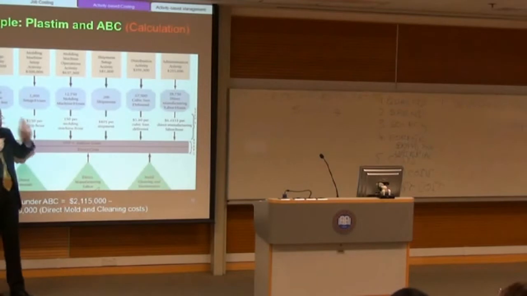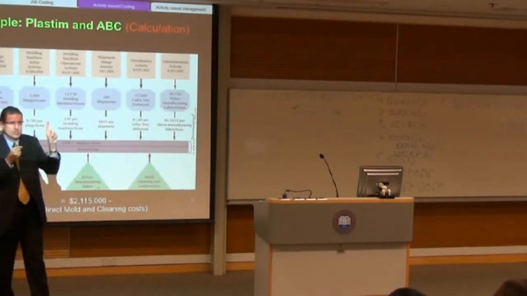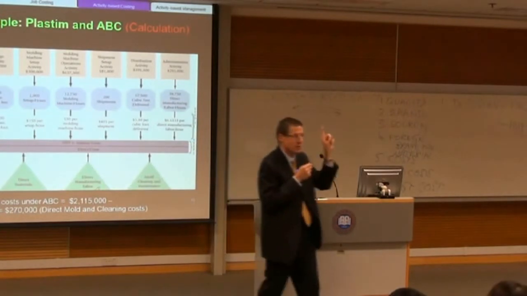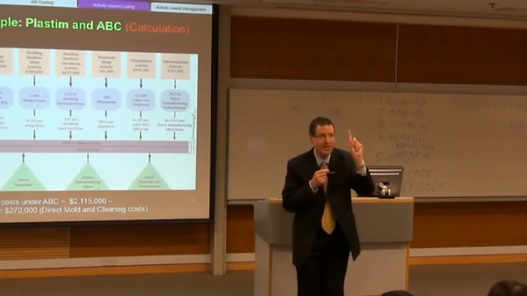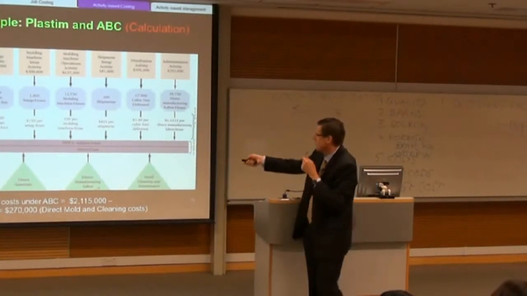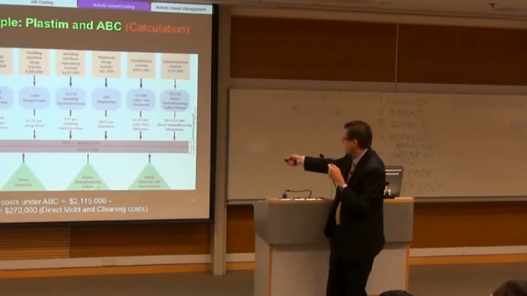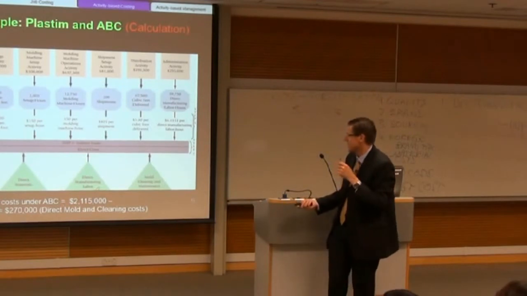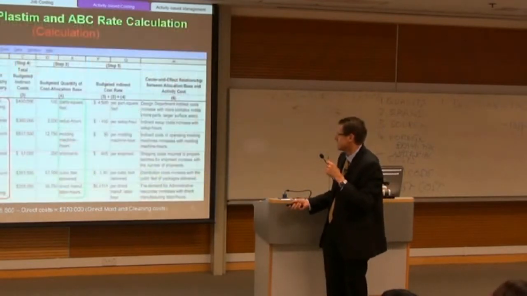Before, we had just one allocation rate. What was that? $60 per machine hour. Remember the one rate. Now we have 1, 2, 3, 4, 5, 6. So now we can allocate. Let's look at allocating those 6.